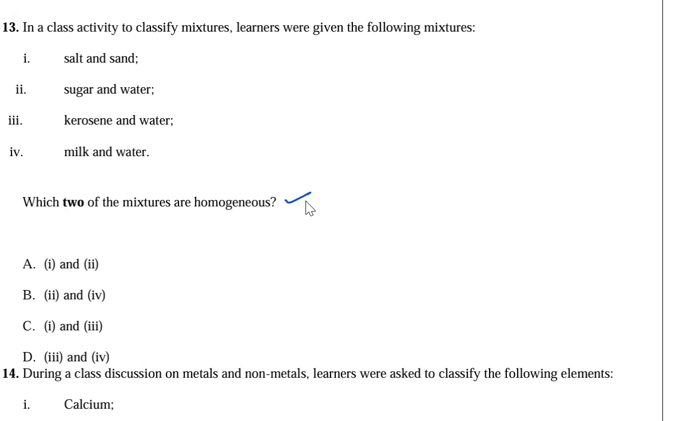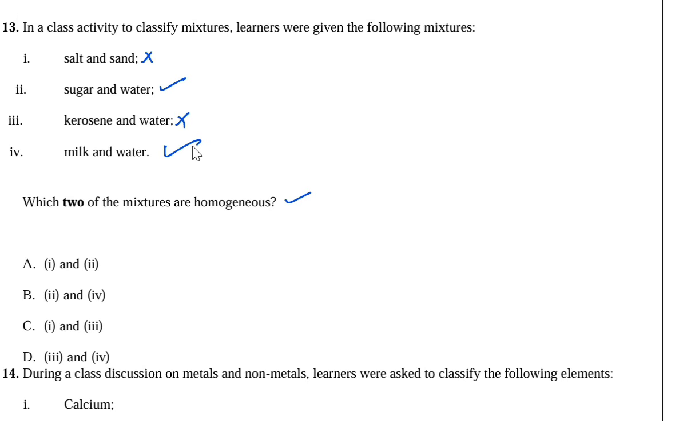You know that you have two types of mixtures, that is homogeneous and heterogeneous. So homogeneous is one in which the elements making up the mixture are uniformly distributed. So salt and sand, this is not homogeneous. What about sugar and water? This is homogeneous. Kerosene and water, because these two have different density, they are not going to mix uniformly. This is not homogeneous. Part 4, milk and water, yeah, this is a homogeneous mixture.